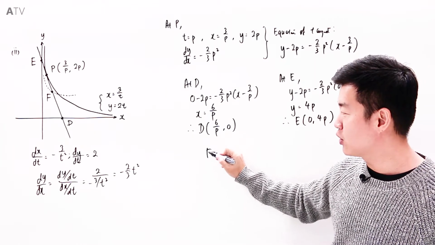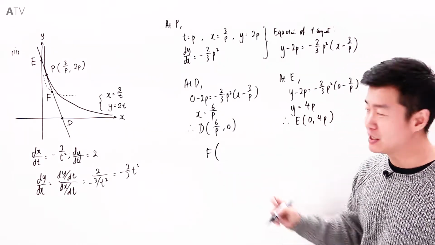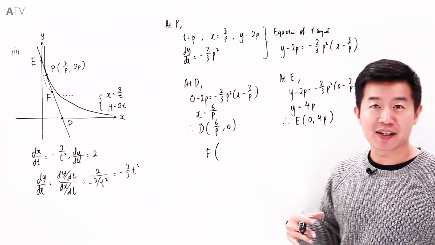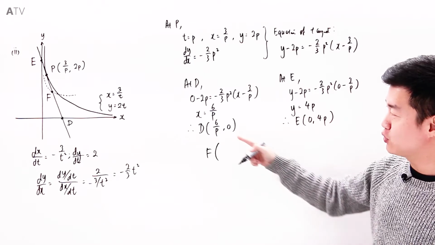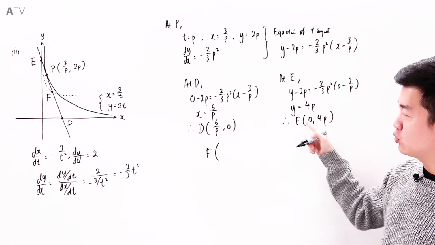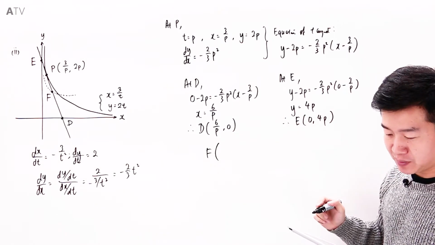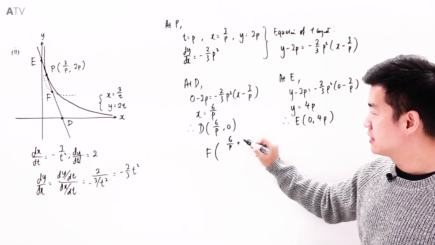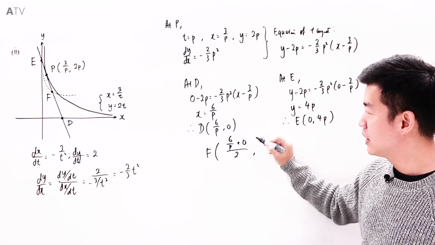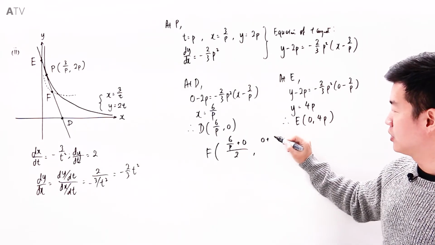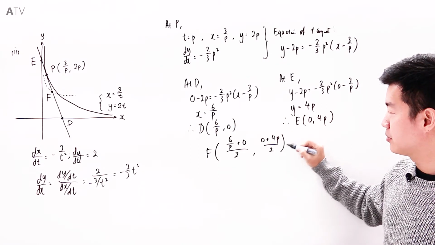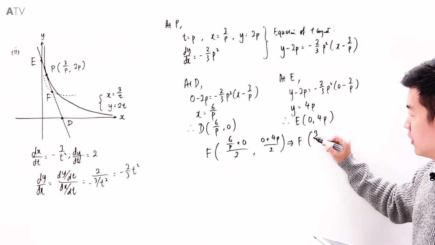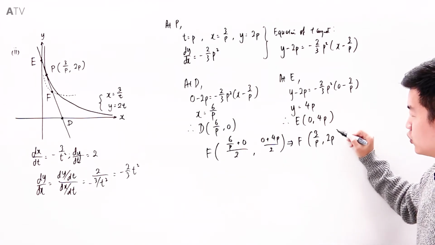This will help us to find the coordinates of F, because according to the question, F is the midpoint of D and E. So using once again coordinate geometry from our secondary school, it will be x1 plus x2 divided by 2, then y1 plus y2 divided by 2. So it will be 6 over p plus 0 divided by 2, and the y coordinate will be 0 plus 4p divided by 2. This gives me the coordinates of F to be (3 over p, 2p).